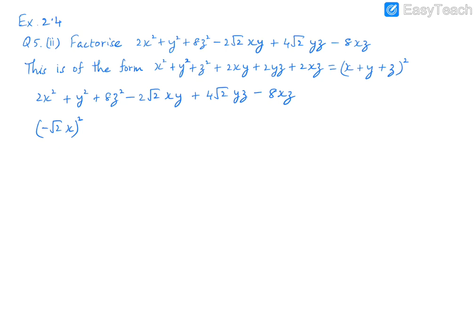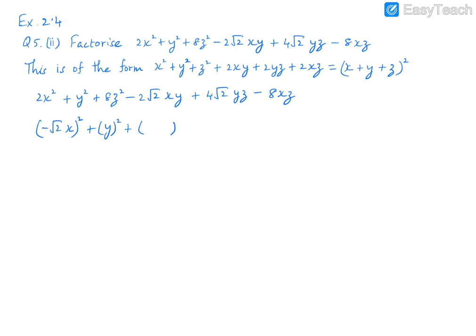So minus root 2x the whole square is 2x square. So we'll keep the y as still a positive number, so it's y the whole square, and the z is 8z squared. How can we write 8z squared as a whole square? Okay, so we need to write it as some form of a whole square.